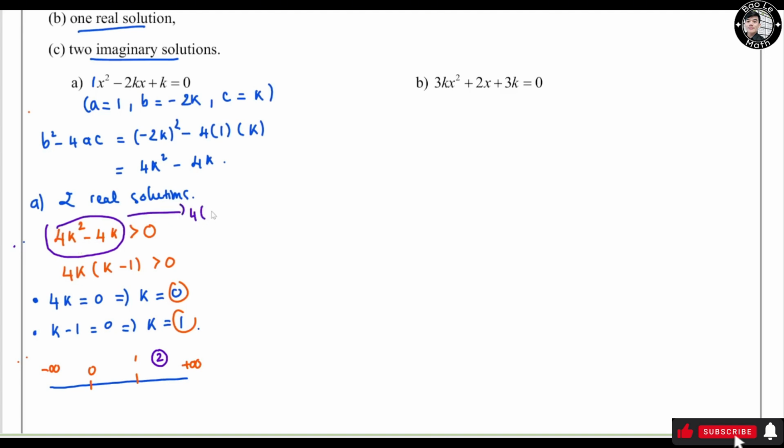4 times 2 squared minus 4 times 2, which is 16 minus 8. This guy is positive. So right here we have the positive side, and then we keep changing the sign, so it could be negative, positive. Now finally, we look at the inequality right here. We need positive. So your solution should be this interval right here because it's positive right here, and this interval right here.